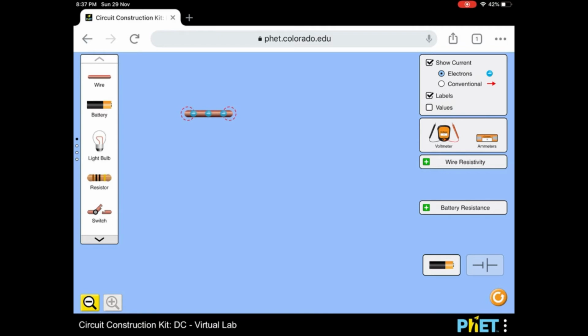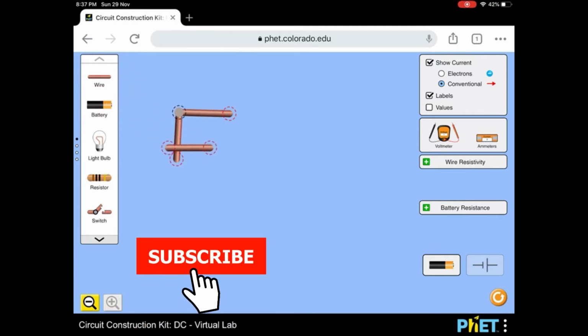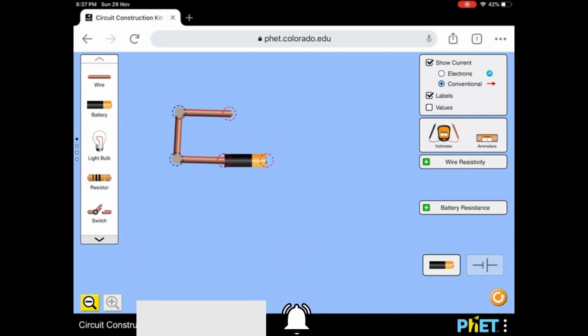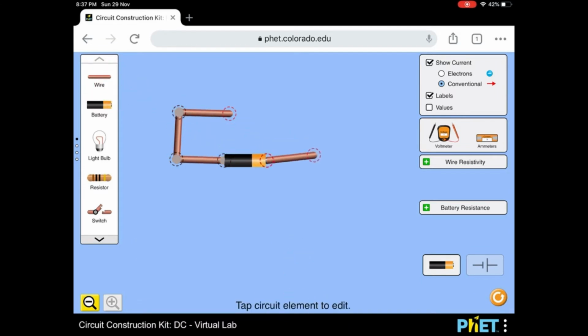First of all, I'll take a wire. Let me make the frame of the circuit first. Let us use a cell. For now, we are using just one cell. That will be enough to light a bulb.